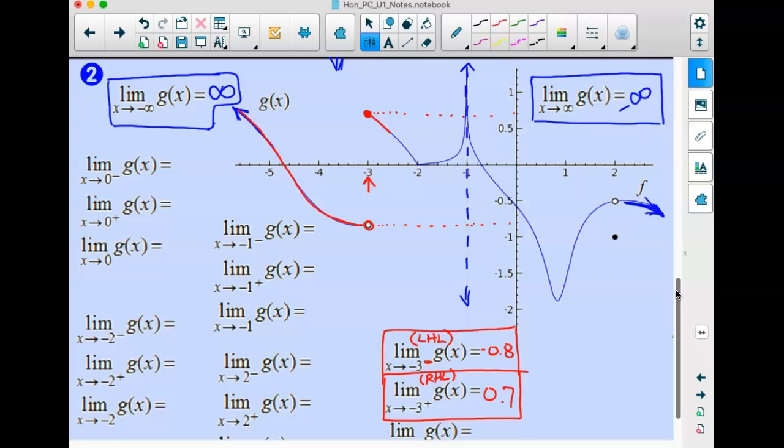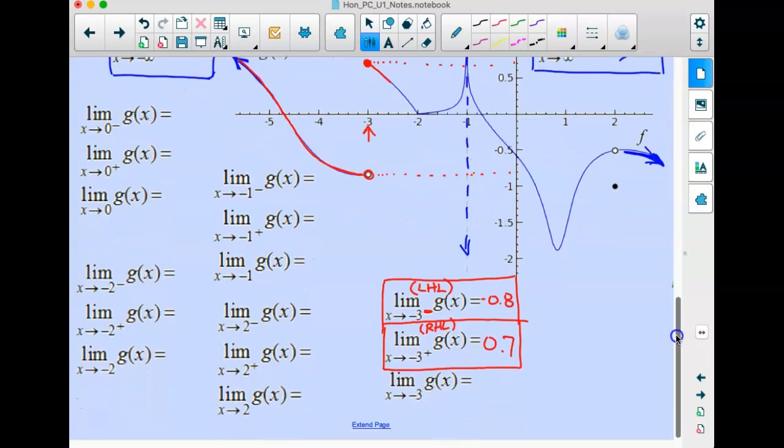So I want you to notice that those two limits are not equal. There's that big gap in between them, okay? So that creates a discontinuity in a situation where the limit does not exist, DNE. If the left-hand limit does not equal the right-hand limit, there is no overall limit for the function at negative 3, okay? They have to be equal in order for them to have a limit.